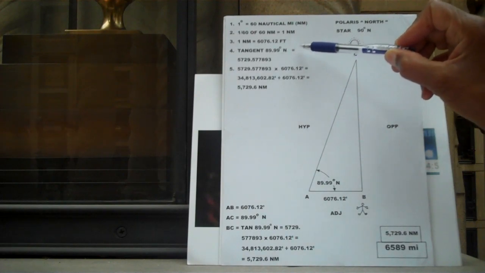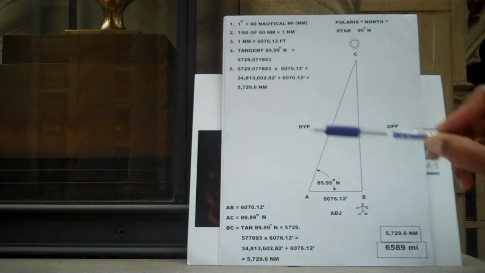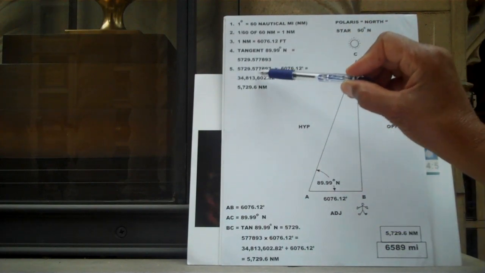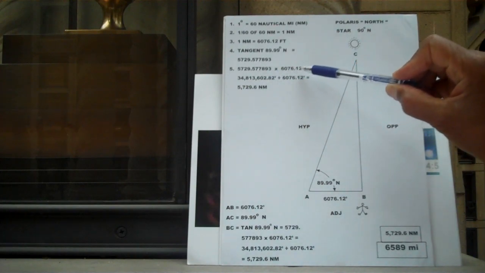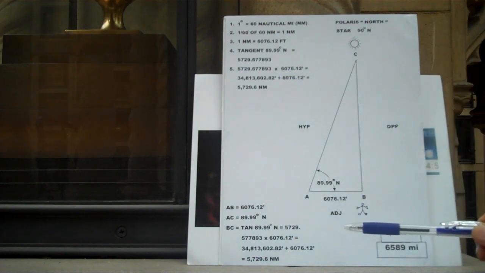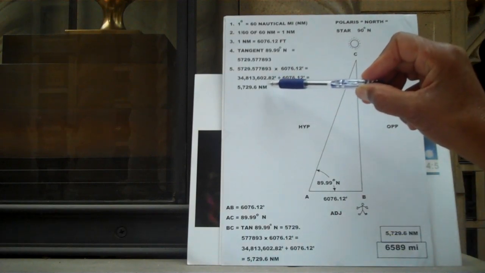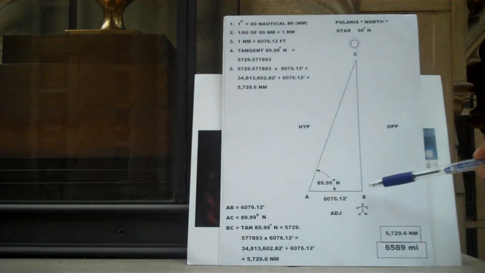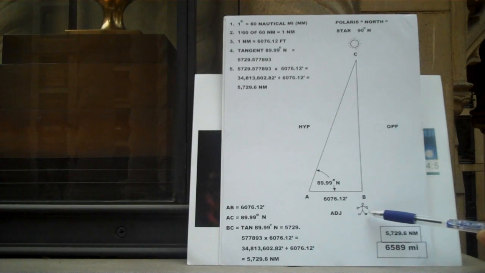Now we will go to the tangent of 89.99 degrees north, which equals 5729.577893, and number 5 is 5729.577893 times 6,076.12 feet, which equals 34,813,602.82 feet, divided by 6,076.12 feet, which equals 5,729.6 nautical miles. This is how high the Polaris North Star is above the Earth and above your head.